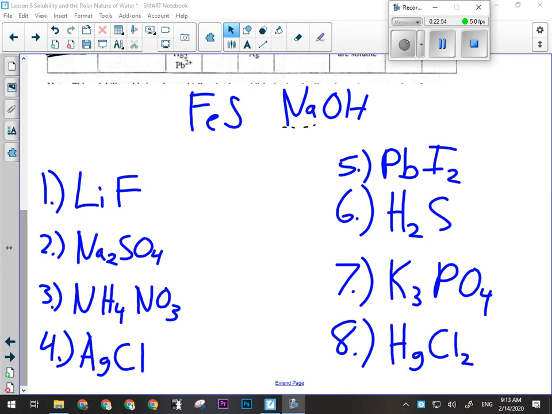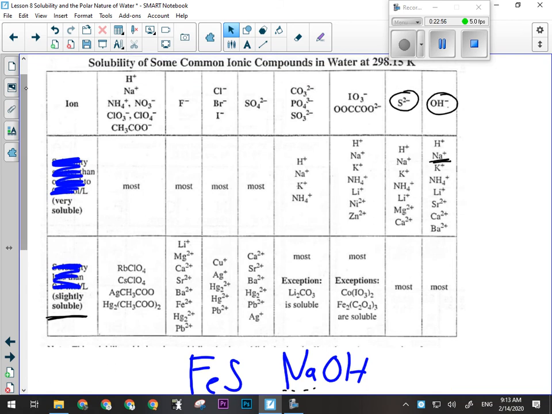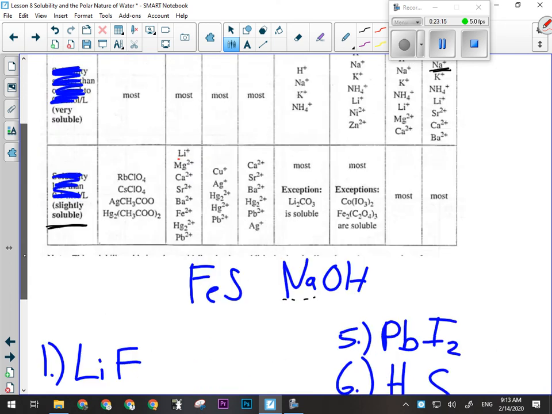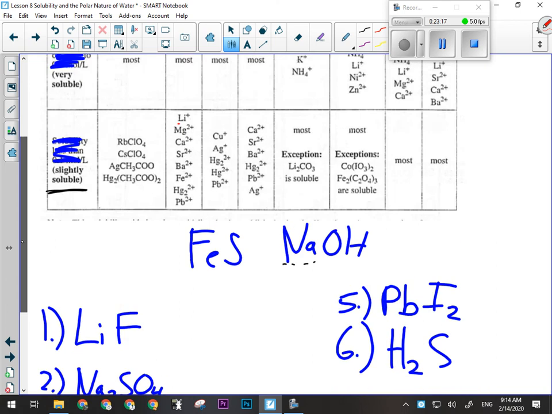So our first one, we've got lithium fluoride. I go up to my periodic table, I find fluorine. It's right here. And it says it's soluble with most things, which kind of isn't all that helpful. I have to then look down here and see, is lithium in the second row, or the third row, sorry, and it is. So is this substance soluble or not? It's not soluble.